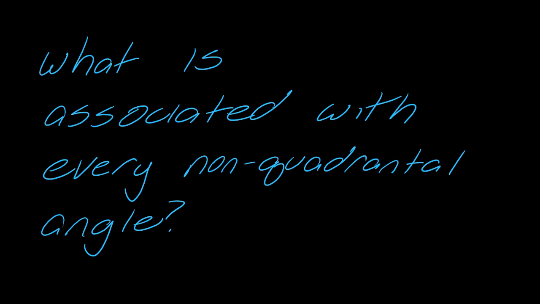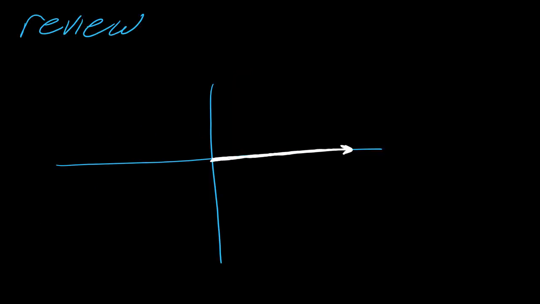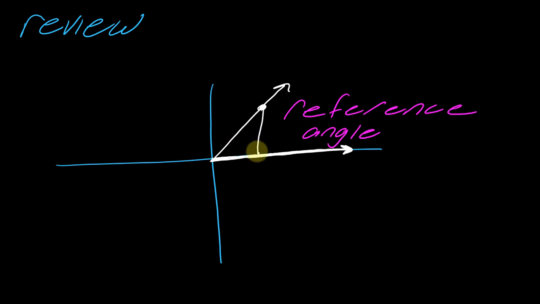Now, I want to go back to thinking about non-quadrantal angles, so things that are not those. With every non-quadrantal angle, we have what's known as a reference angle associated with it from standard position. Just to review some of that, I start with my initial side, and then maybe here's where my terminal side goes. My reference angle can be created by choosing a point on my terminal side, and I construct this. This gives me a reference angle, and I get a reference angle no matter which quadrant I'm in.